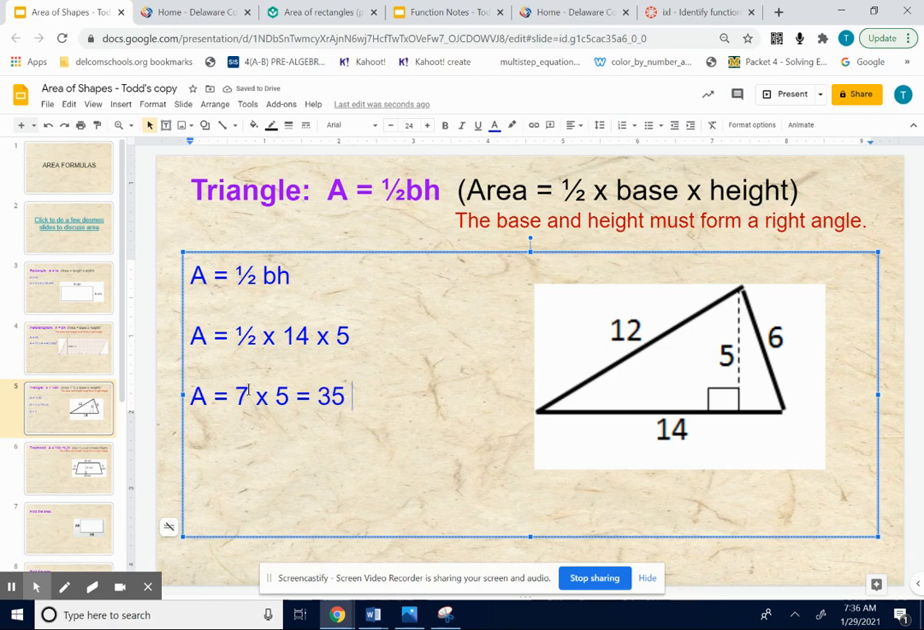And again, we don't know if this is centimeters or feet or whatever, so I'm just going to write units and then squared. If this was drawn on graph paper, there would be 35 little squares inside of it.